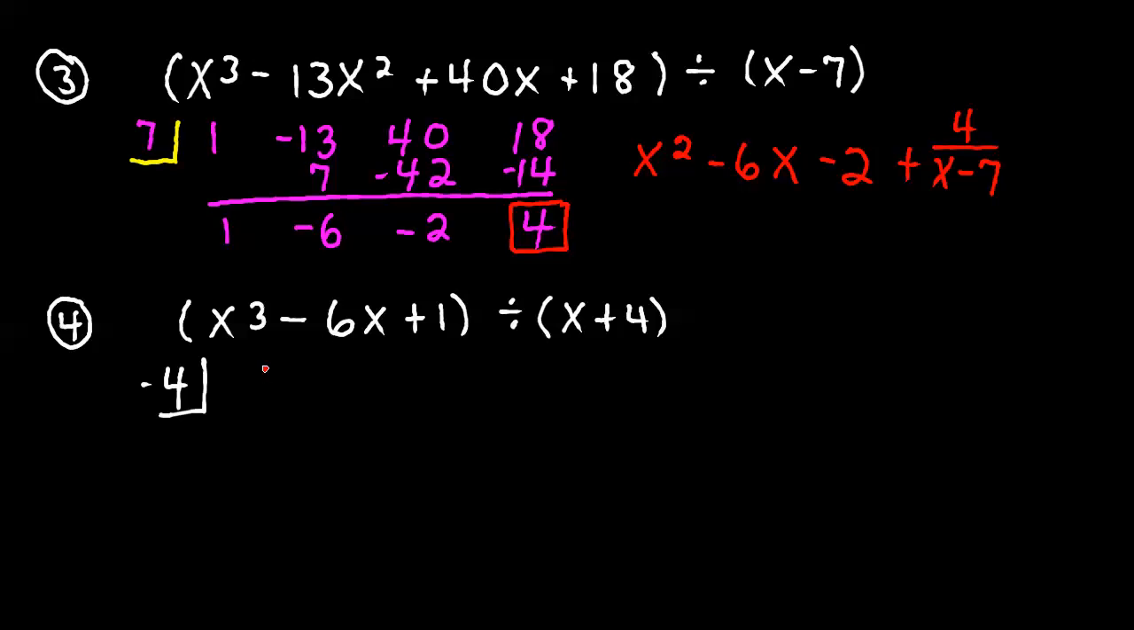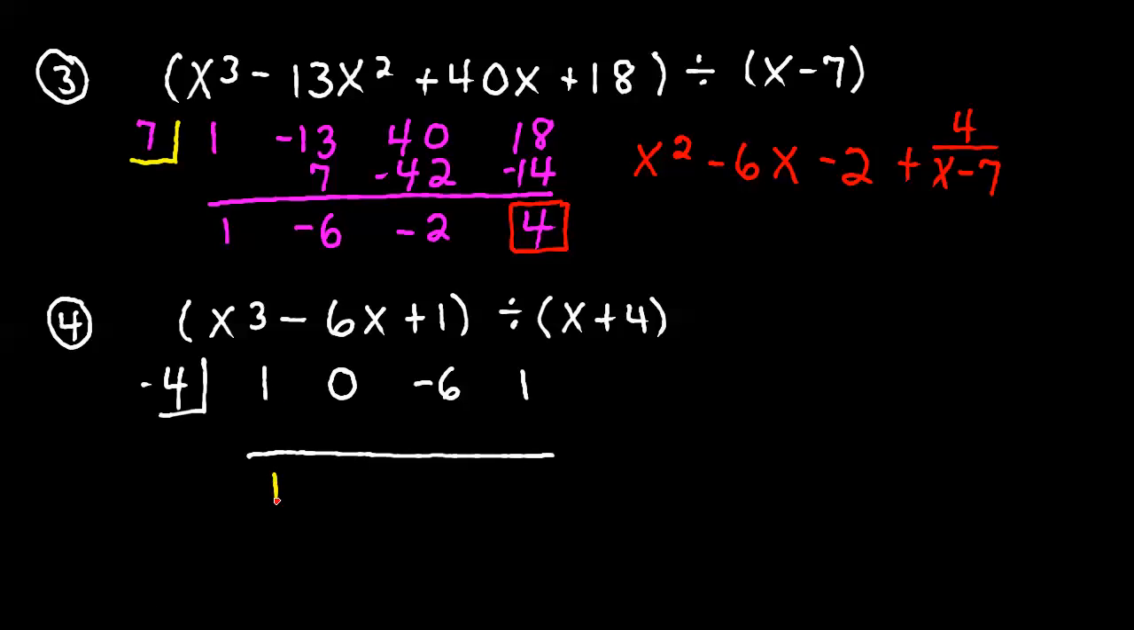So I'm going to have 1, so this is 1x cubed. I'll put a 1 there. For x squared, I'm going to put a 0, because there is no x squared term, or no quadratic term. I'm going to go ahead and use my -6 and my 1. I'm going to make a space, draw a horizontal line, and start bringing down numbers.